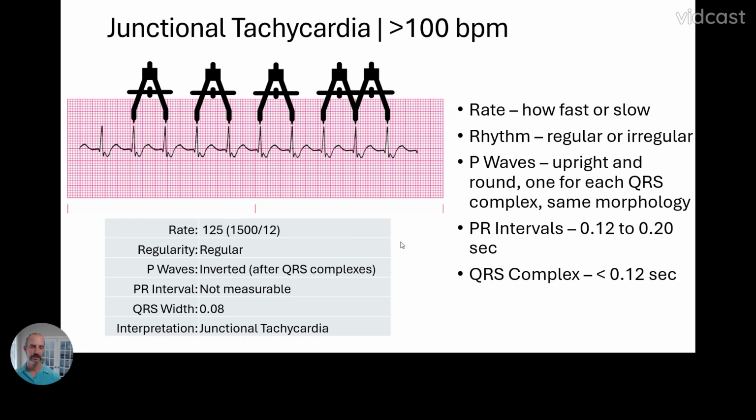So we can't measure a PR interval because the P waves are inverted and after the QRS complexes, but we can measure our QRS width of 0.08. So we call this one what it is, junctional tachycardia.